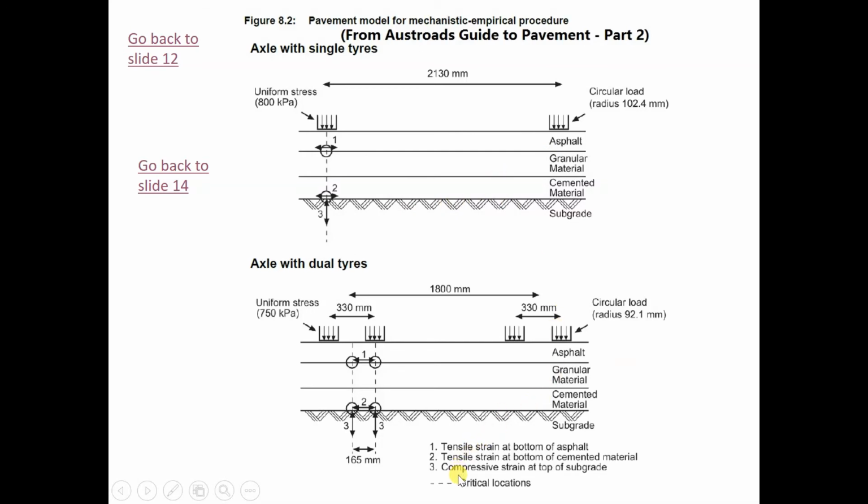And thirdly is the compressive strain at the top of the subgrade. So 3 here. There will be some compression, as the tires or the wheel compress the ground downwards. So, compressive strain at the top of the subgrade.